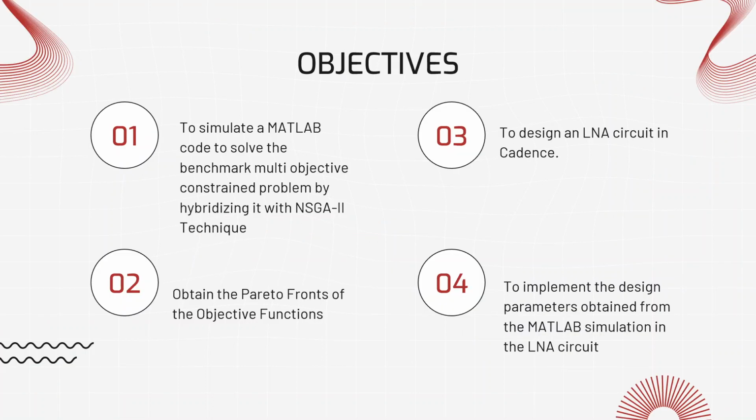So, the main objective of this work is to find the optimal value of our objective functions, that is maximizing the gain and minimizing the noise figure of an LNA by the hybridization of multi-objective BET algorithm with the NSGA2 technique to design a CMOS cascade LNA. Then we will obtain the Pareto fronts as well as the design parameters of the objective functions, after which we need to design an LNA circuit in Cadence to implement the design parameters obtained from the MATLAB simulation in the LNA circuit.